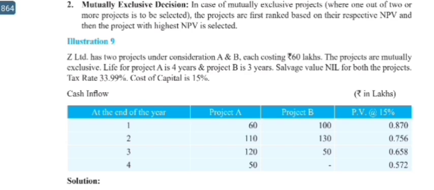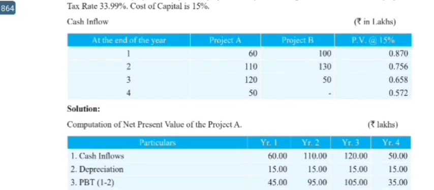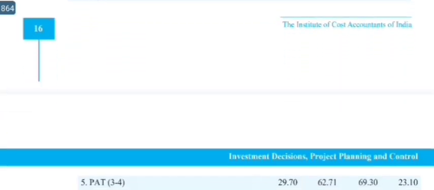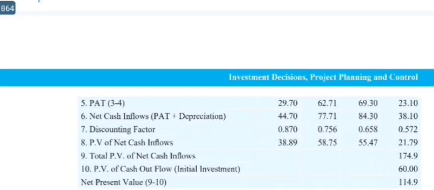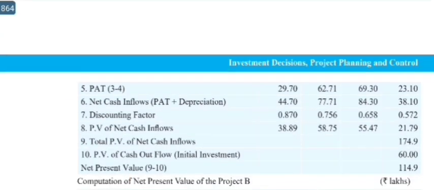So we have to deduct the depreciation amount for all the years. That gives profit before tax as 45 lakh, 95 lakh, 105 lakh, 35 lakh. After this, we will calculate tax on the profit before tax amount. Then we will get the profit after tax. In the profit after tax, they have deducted the non-cash expenditure, that is depreciation.